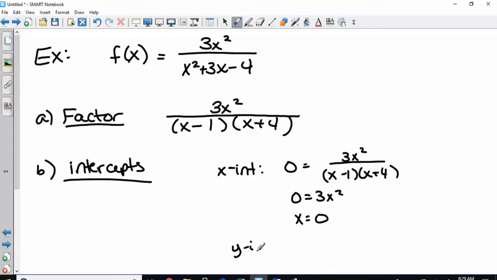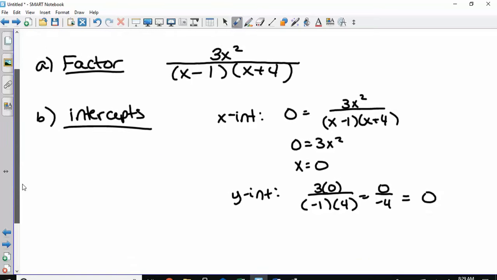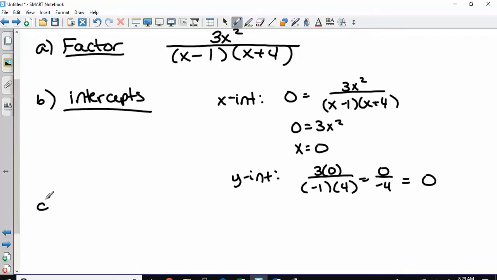How do you find a y-intercept? If I put in 0 for all of my x's, 0 minus 1 is negative 1, 0 plus 4 is 4. So we get 0 over negative 4, which is 0. So the x and y-intercepts are both 0. Then I would ask for all of the asymptotes. So vertical asymptote, we talked about today.